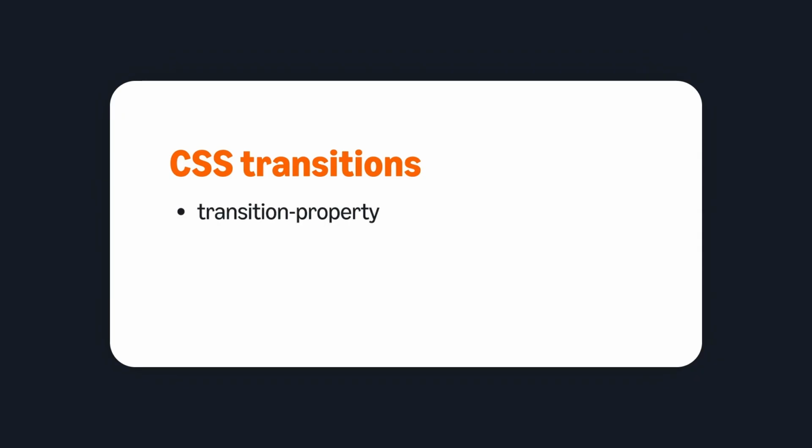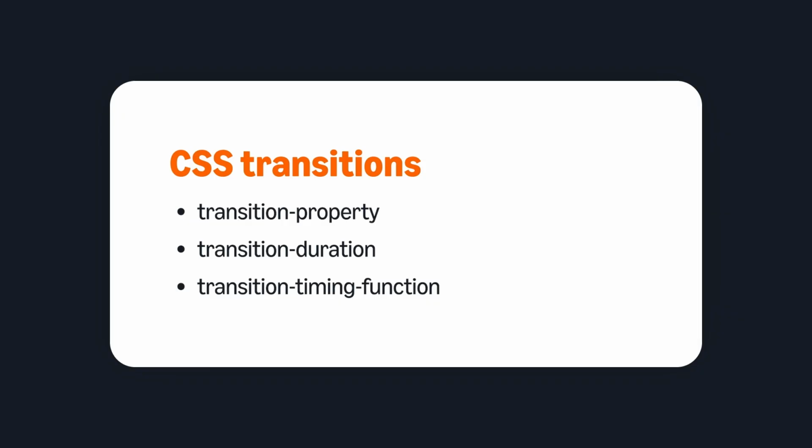First, transition property defines which CSS property will change, like background color, which adjusts the element's color, or transform, which modifies its shape, size, or position. Next, transition duration controls how long the transition takes, whether it's 0.5 seconds for a quick effect or 2 seconds for a slower one. Transition timing function controls the speed of the transition, determining whether it moves smoothly, quickly at the start, or eases out towards the end, with values like ease, linear, or ease in out. Ready to take it a step further?